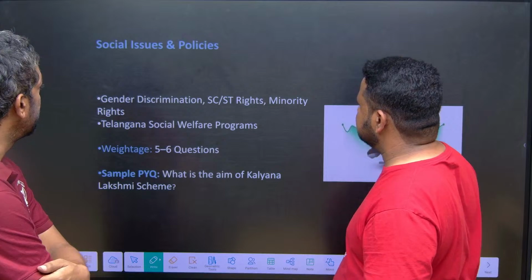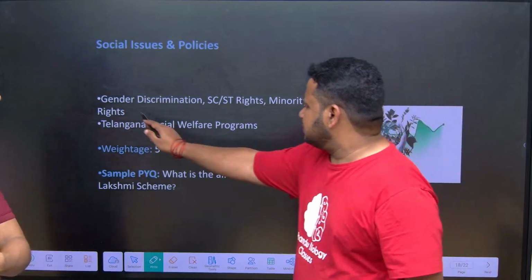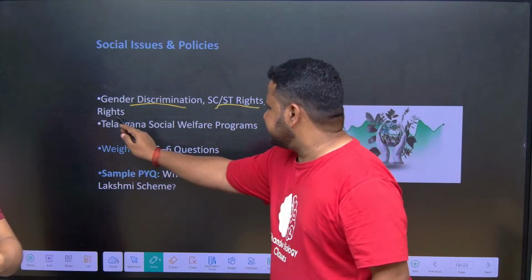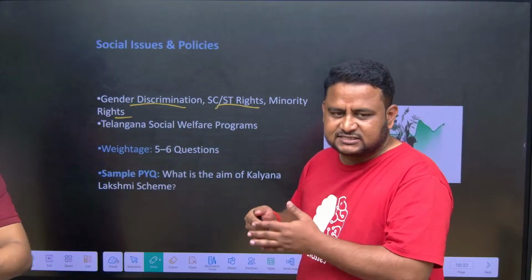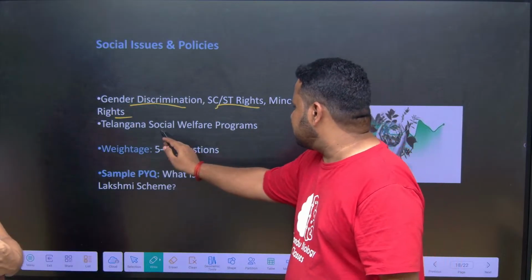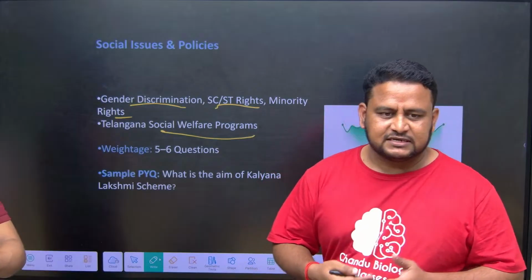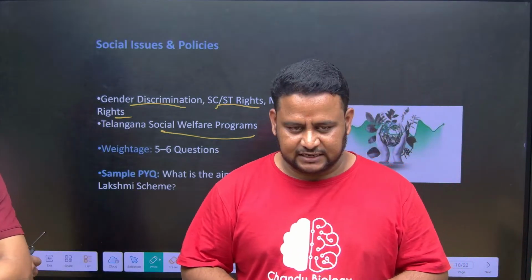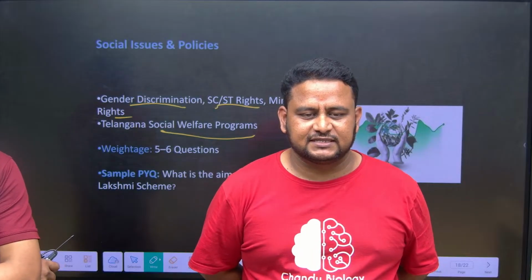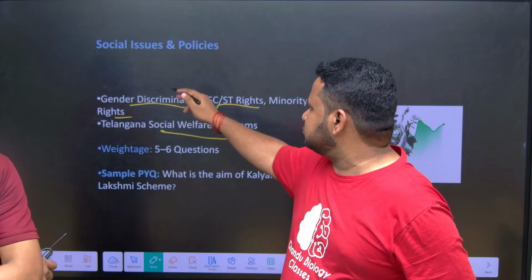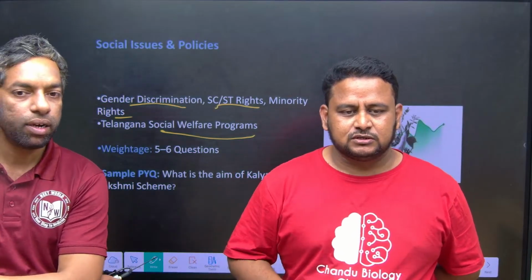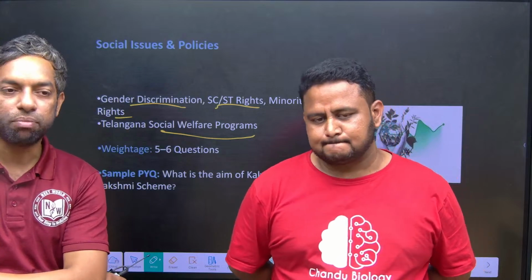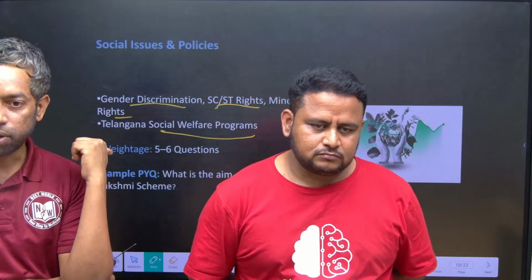So, social issues and politics. There will be questions on gender discrimination, SC/ST rights, and minority rights. Based on this, what are the policies and acts that are there to protect the rights of these people? And Telangana social welfare programs for backward classes, SC/ST, minorities, women, and the elderly. Like I told you, you should know what schemes there are. That is the meaning of social issues and policies: to alleviate poverty, improve education and health. It is very simple. The government takes policies relevant to social issues. Recent policies we can read.